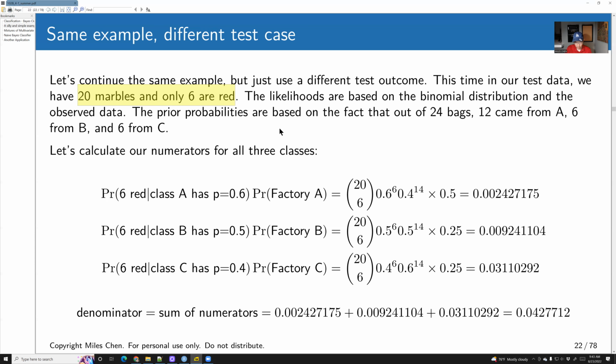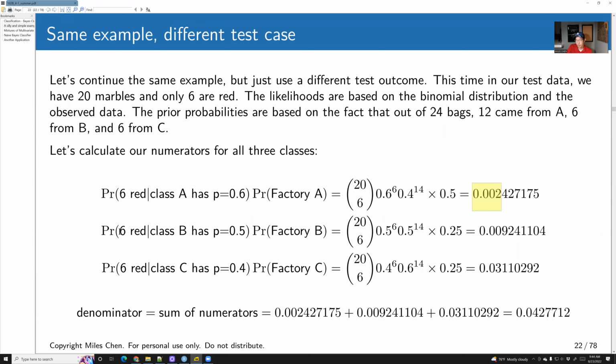Again, prior to opening the bags, we would have said factory A is 50%, factory B is 25%, factory C is 25%. But we open up the bag, and now it's only 30% red marbles. And we go, oh geez, there's hardly any red marbles in there. Now, could it have come from factory A? Well, what's the likelihood of getting only 30%, or 6 red marbles out of 20, if it came from factory A? We'd say, okay, 20 choose 6, 0.6 to the 6, 0.4 to the 14, multiplied by its prior probability of 0.5. And we get this value of 0.002, a pretty small number.